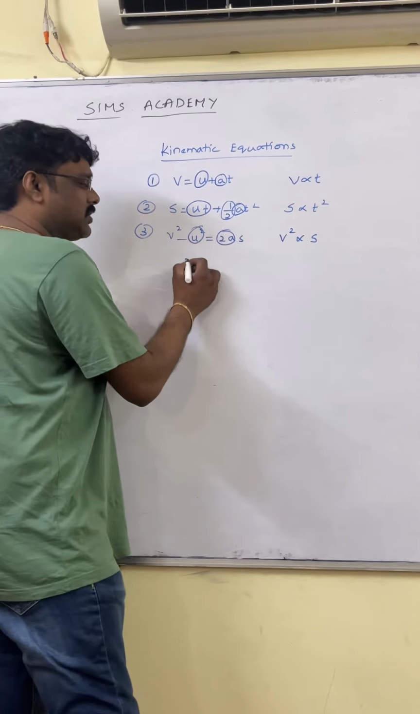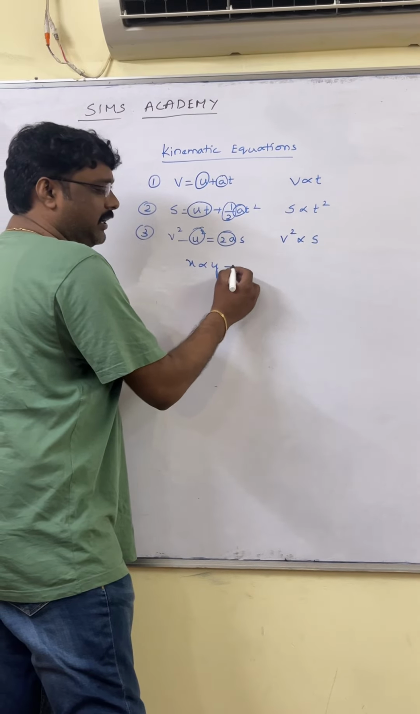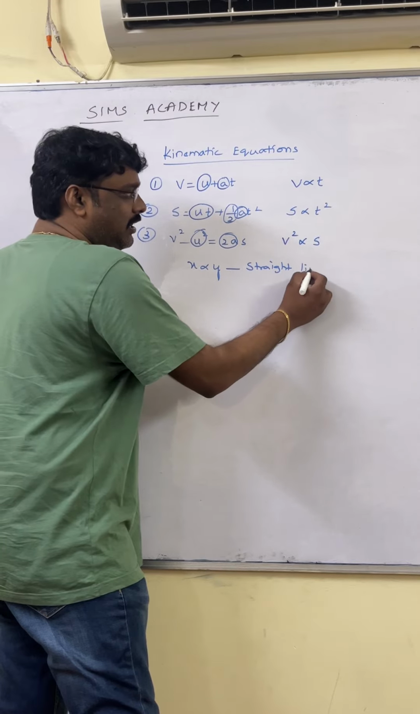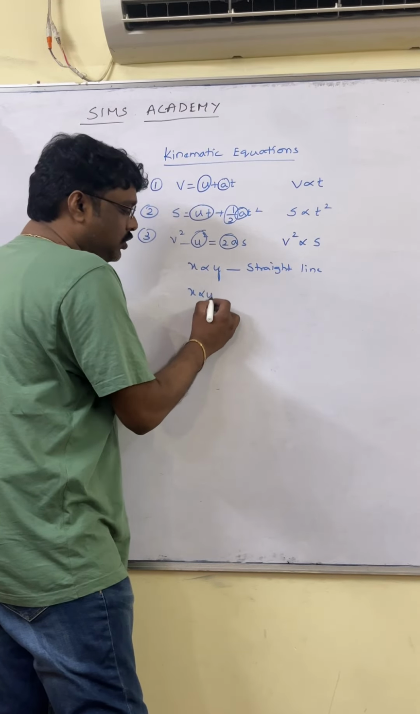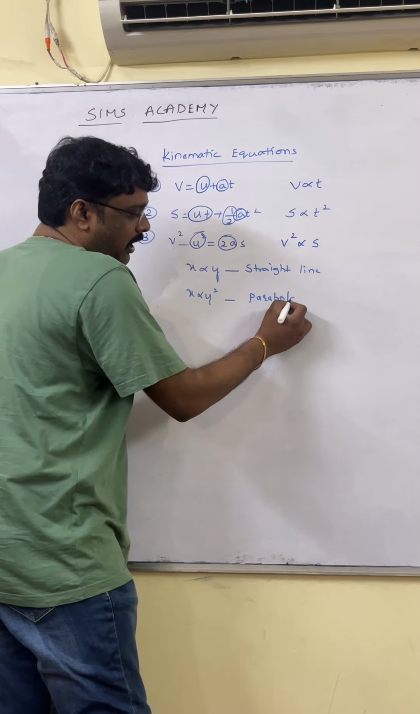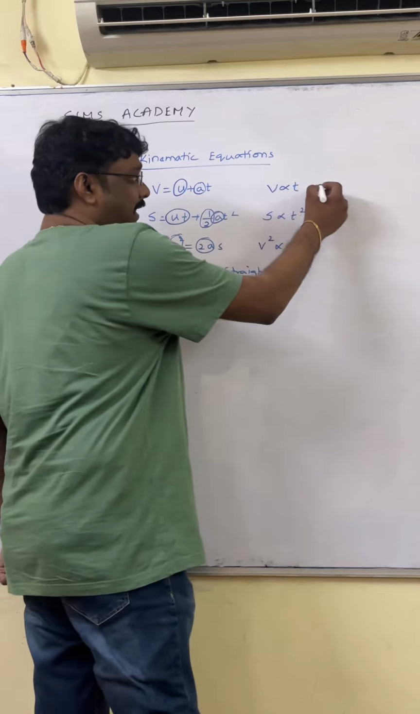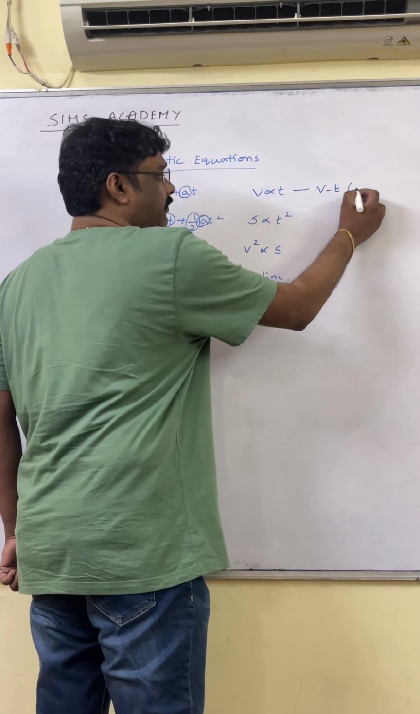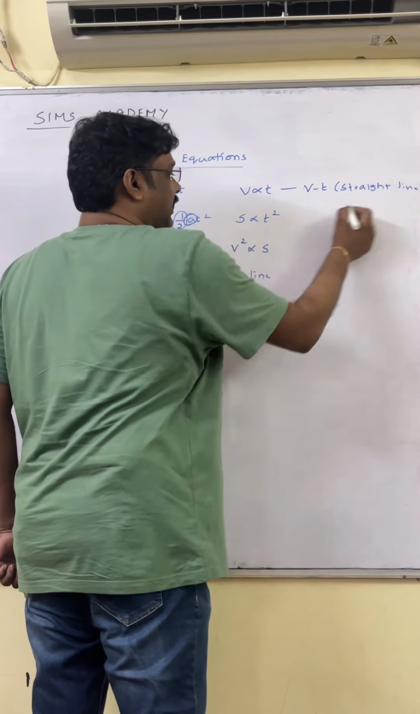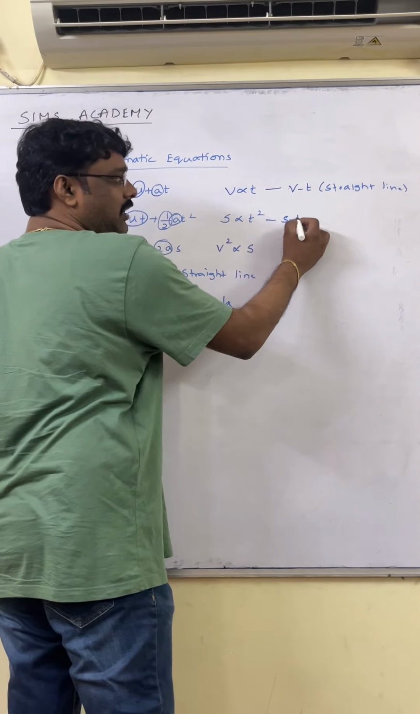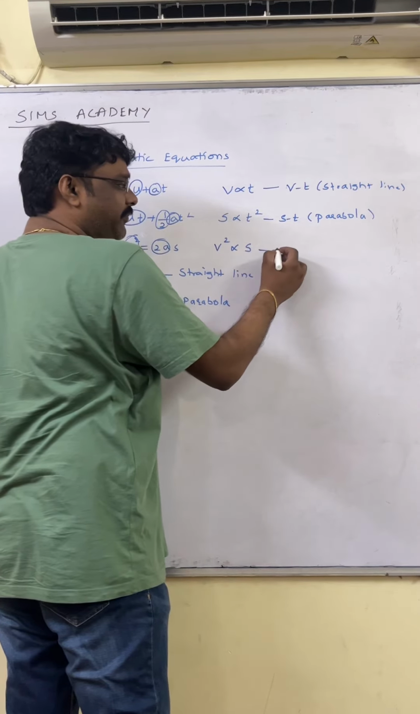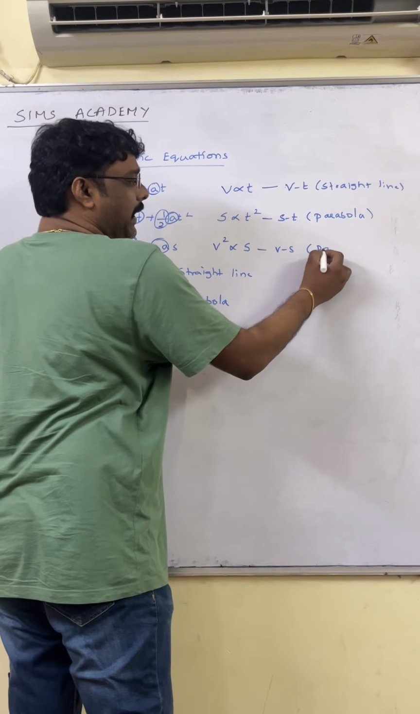As we discussed previously, if one is proportional to the other directly, then the graph is a straight line. If one is proportional to the square of the other, then the graph is a parabola. Now, the graph of VT is always a straight line, and the graph of ST is a parabola, and similarly the graph of VS is also a parabola.